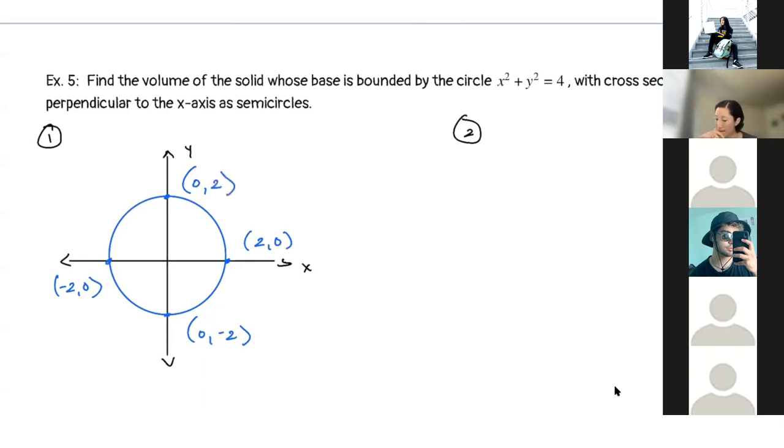All right, and now we're looking for cross sections perpendicular to the x-axis. So they tell me which direction I should draw my purple lines. And in particular, they want me to draw them vertically. Vertical, vertical, vertical. Okay.